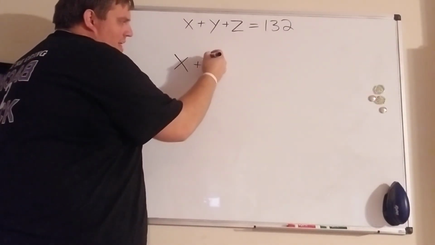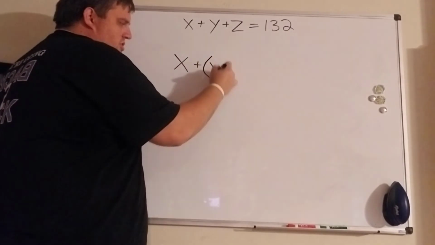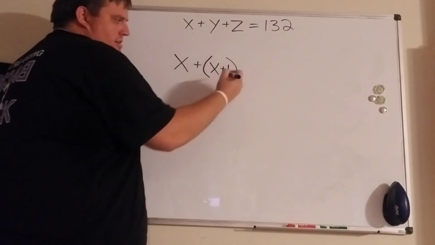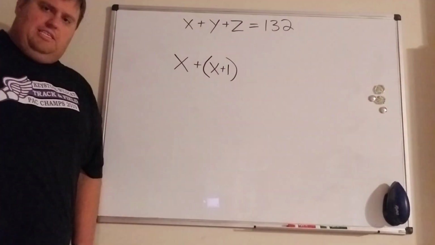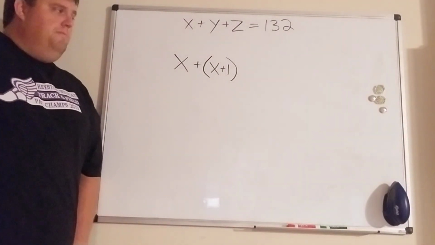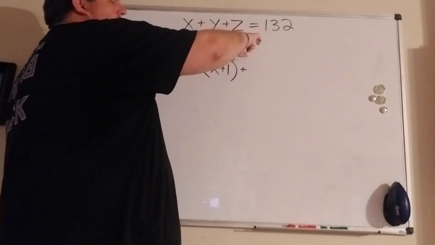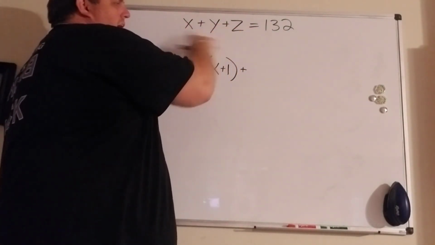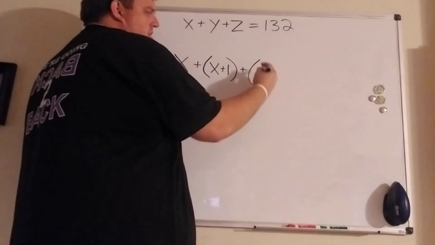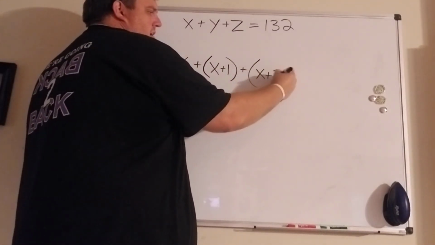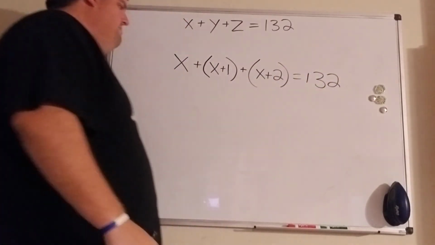So we'll call that, instead of y, we'll just call it x plus 1, like that. Right? Because it's 1 more than the number that x is, that's why they're consecutive. And then, in fact, we can think of something with z. How is z related to x? Well, if y is 1 more, then z is 2 more, right? So this would be x plus 2. So really we have this equation.